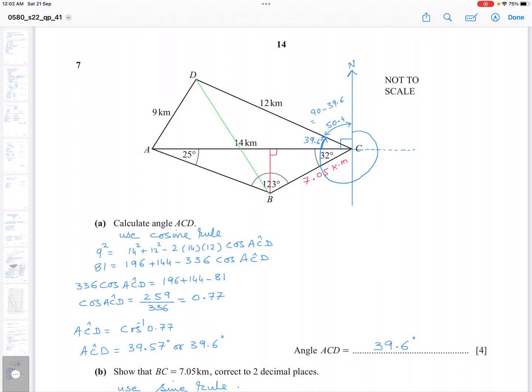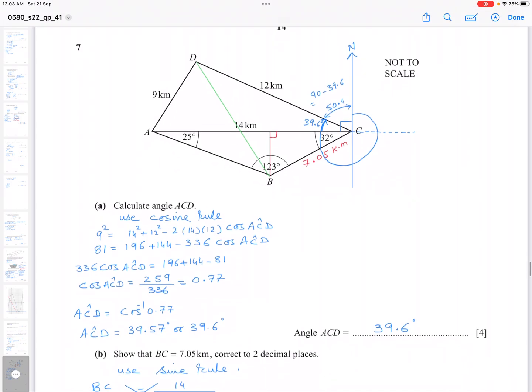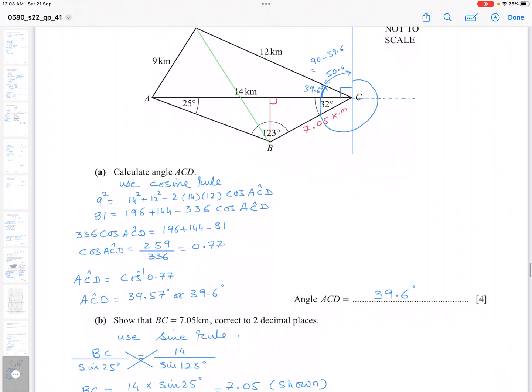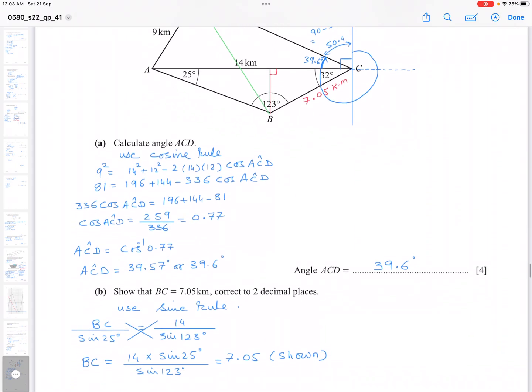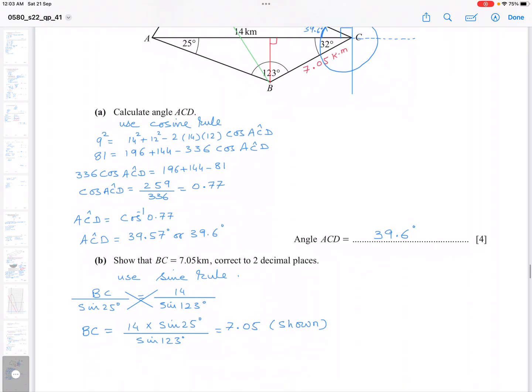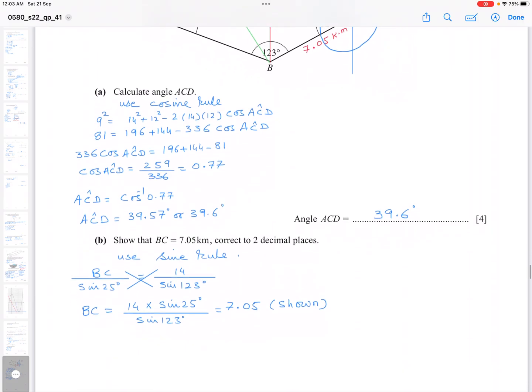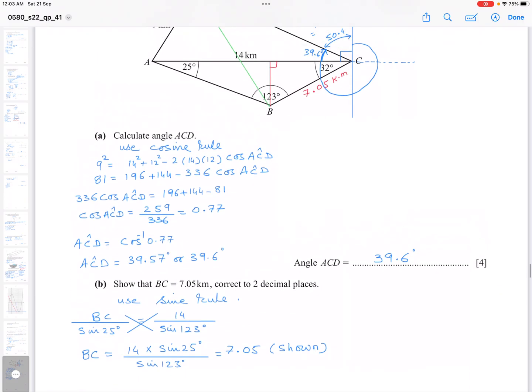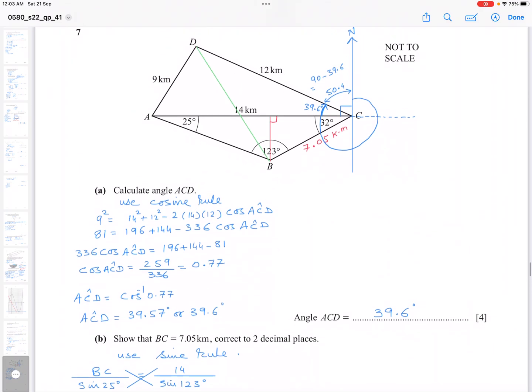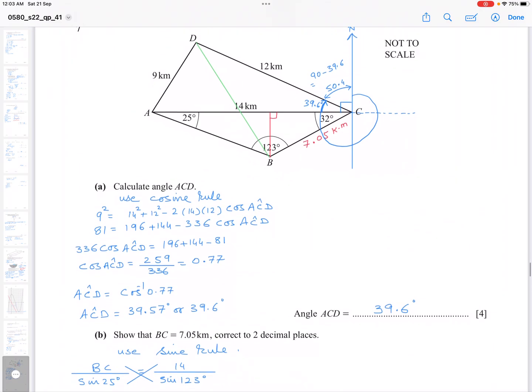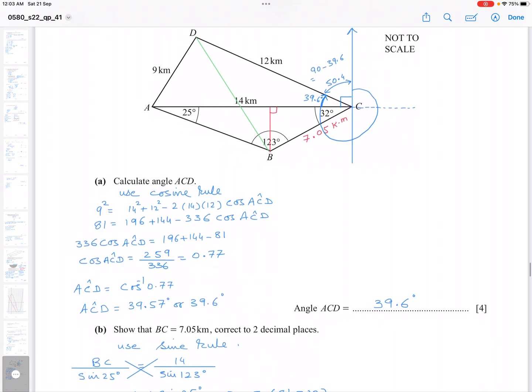So this is a triangle in which no angle is given, all the 3 sides are given, so use cosine rule. So 9 square equals 14 square plus 12 square minus 2 times 14 into 12 into cos of ACD. From here you make subject cos of ACD and then find out the angle ACD, which is 39.6. Show that BC is equal to 7.05 kilometer, correct to 2 decimal place.